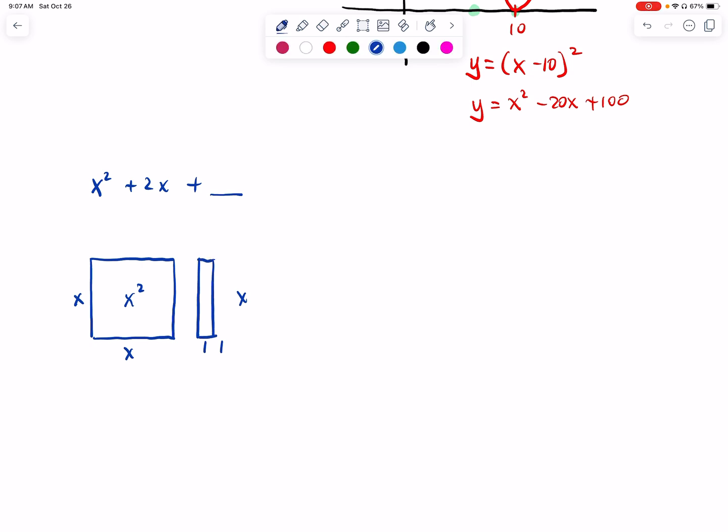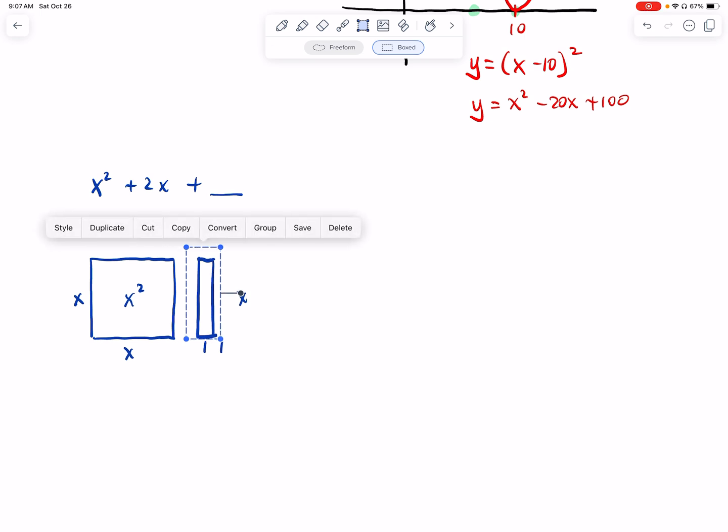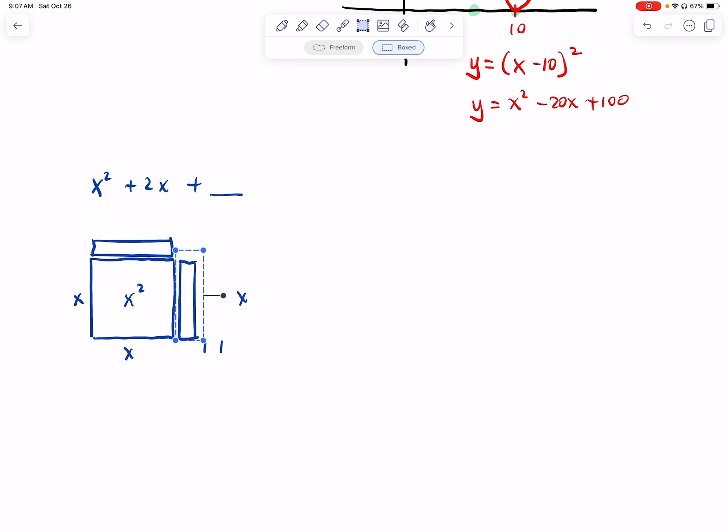Let me do a little bit of erasing here. And I'm going to duplicate this guy. Right? Dupe. And like I said, I'm going to put one of them up top, right there. And then I'll put the other one right here on the right-hand side. And what I've just created here, let me get rid of all these little ones. This one is a 1 and this one is a 1.